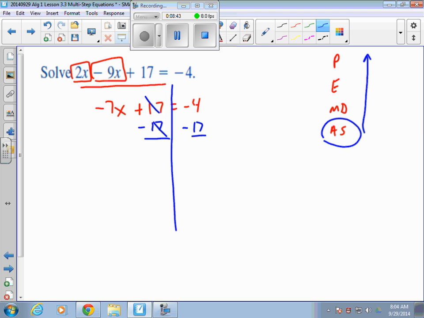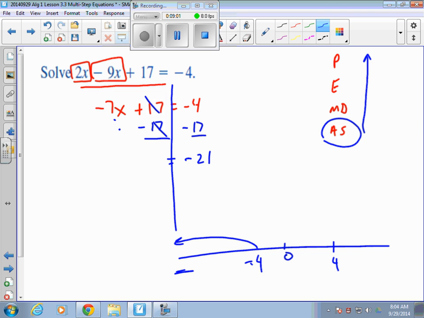Negative 4 minus 17, that's a negative minus a positive. Again, if you're right here, at negative 4 minus 17, you're going to go this direction some more. So think of the number line if you have to, the way you don't make a mistake. That's going to give you a negative 21. Then you're going to bring down your negative 7x. So we have negative 7x is equal to negative 21.